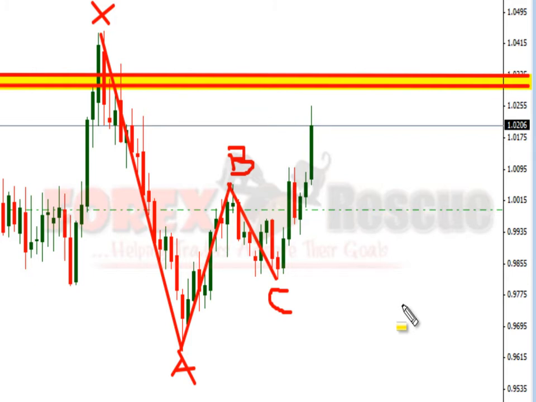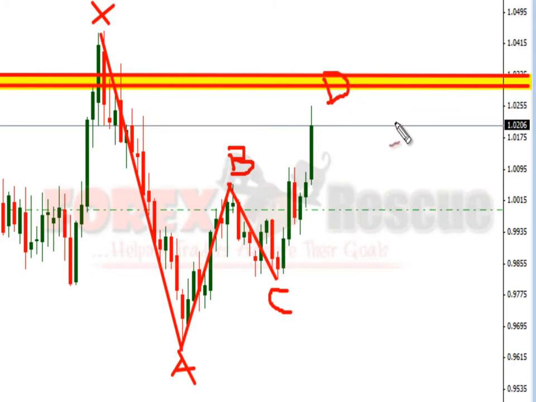I posted this emerging Gartley pattern 2 weeks ago and even last week, and I also alerted traders. And stated the reason why I will remain on the bullish side of the market on this pair. Of course, my reason is that the CD leg of the emerging Gartley pattern, there is the CD leg. This is point D. This is our potential reversal.